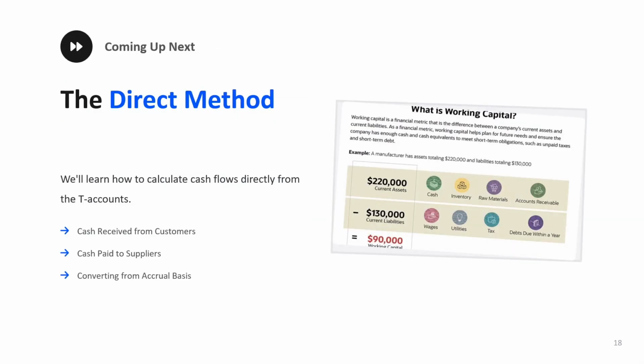Now that we have covered the indirect method and the classification of cash flows, we are ready to move on. Next, we will dive into the direct method of preparing the statement of cash flows. We will learn how to calculate cash flows directly from the T accounts, focusing on items like cash received from customers and cash paid to suppliers. This will give you another perspective on how to convert accrual basis information into cash flow data.